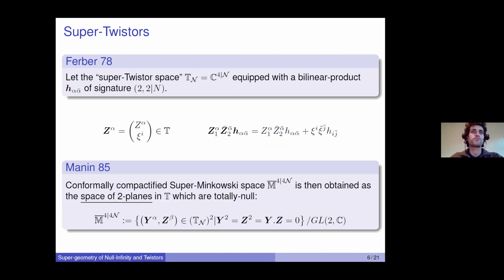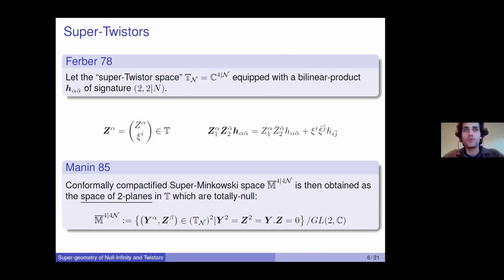Okay, so the claim of this talk is that twistors have a very natural supersymmetric extension, and it's a classical result due to Ferber from '78 that you can extend twistor space to a supersymmetric version by just adding fermionic directions. So for super-twistor space, I'm going to add n fermionic directions, together with a bilinear product of signature 2, 2, and n. And here are the super-twistors. I'm going to write super-twistors with bold notation.